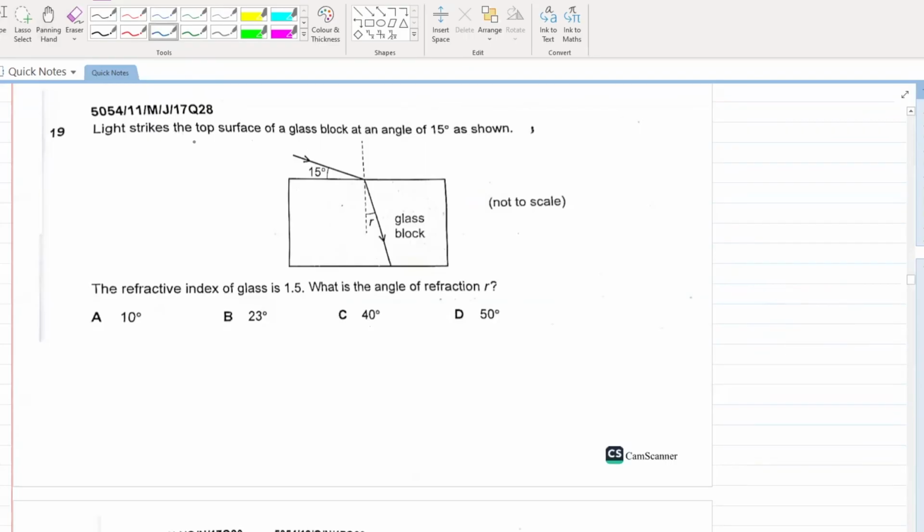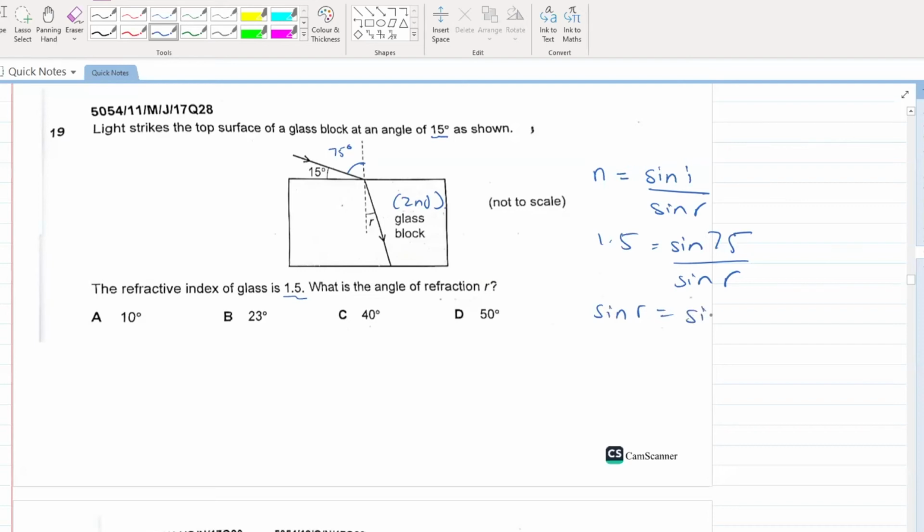Okay, let's read out this question. Light strikes the top surface of a glass block at an angle of 15 degrees. What will your incident angle become? 75 degrees. As shown, the refractive index of glass is 1.5. You have the refractive index of glass, that is your second medium. Do you remember the formula for refractive index of second medium? Yes, sine I over sine R. What is your refractive index? 1.5. What is your sine I? Sine of 75 divided by sine of R. Sine R is equal to sine of 75 divided by 1.5.